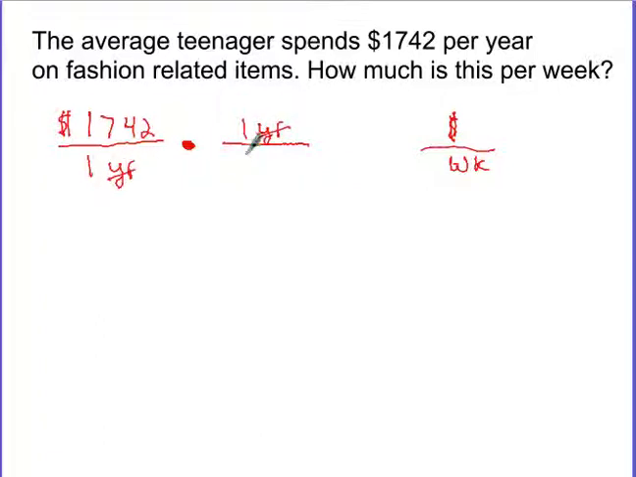And then how many weeks? 52. 52 weeks in 1 year. 1 year and 52 weeks are the same thing, so I'm just multiplying by 1. Identity property of multiplication. So that equals $1,742 over 52 weeks. Now all I have to do is change it into a unit rate. So I want it over 1 week.